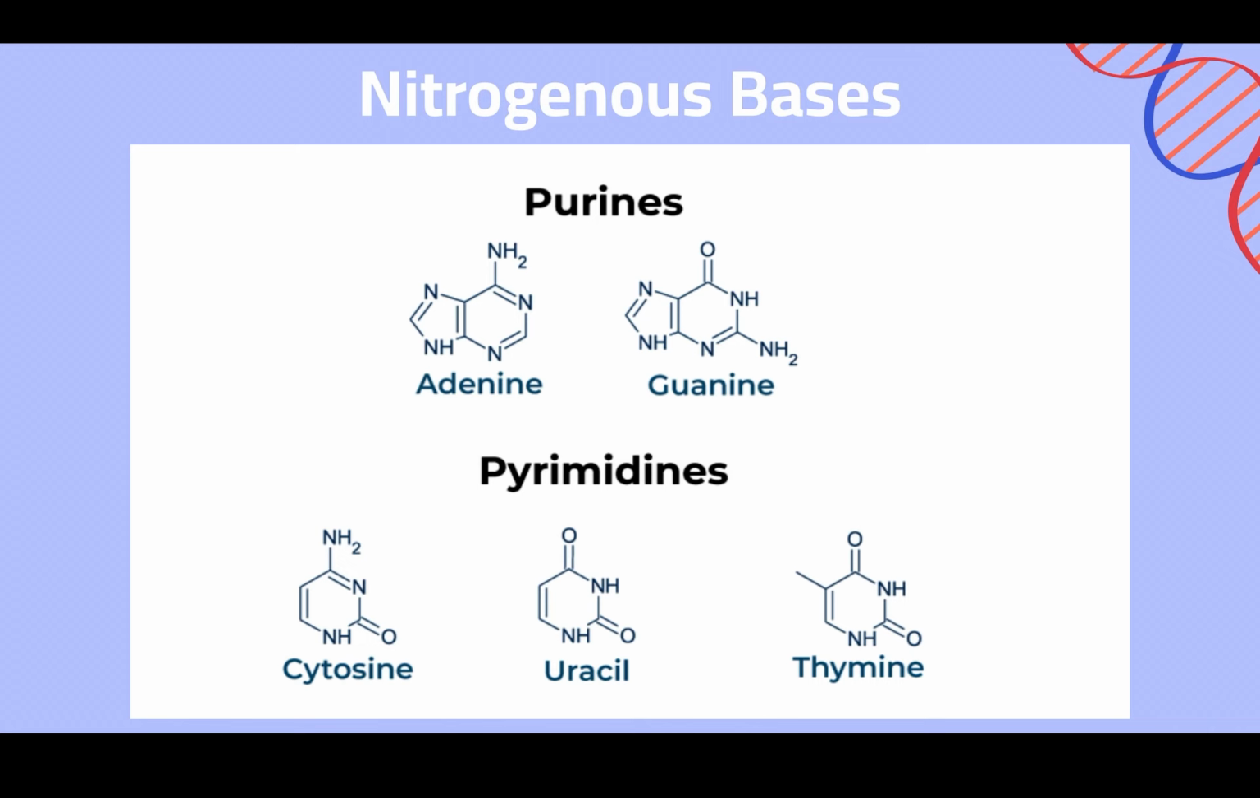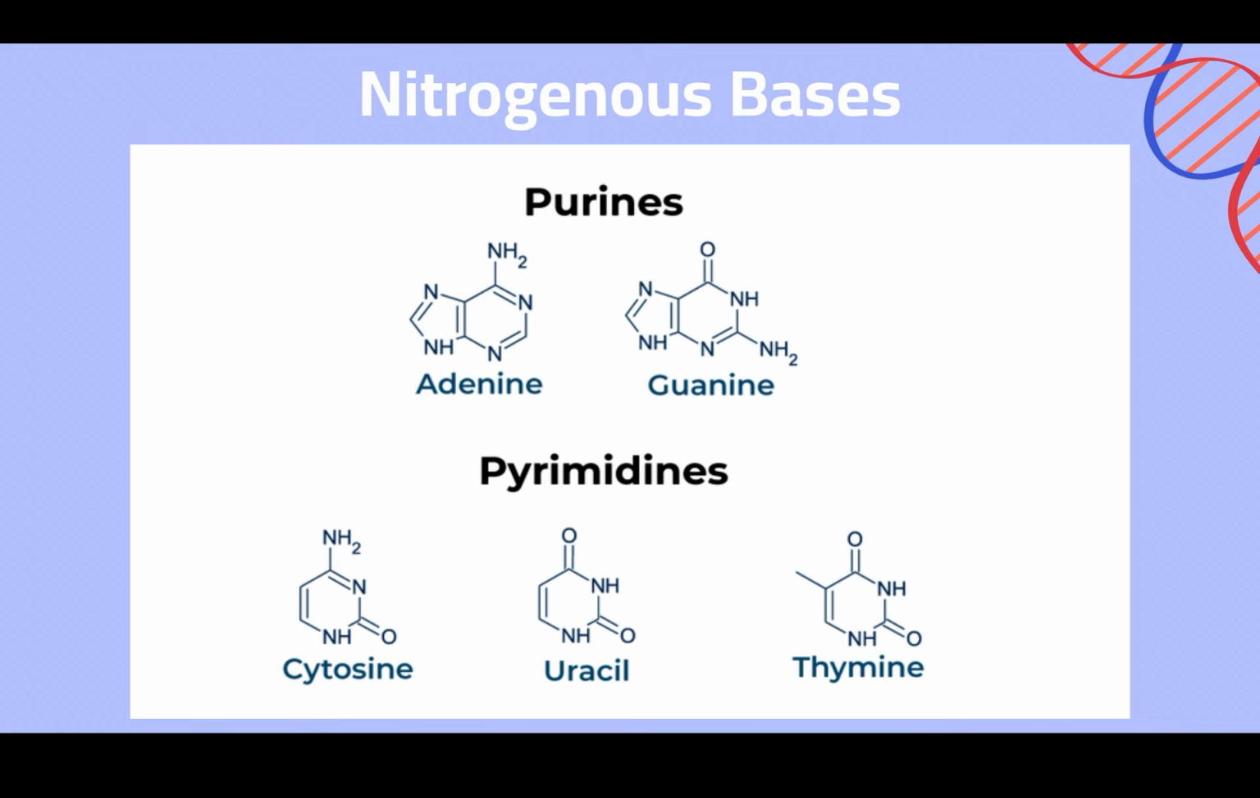So with nitrogenous bases, there are two types. There are pyrimidines and purines. So pyrimidines are bases with one ring and include cytosine, thymine, and uracil, whereas purines are bases with two rings and include adenine and guanine.